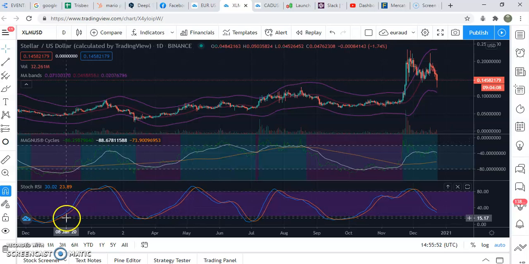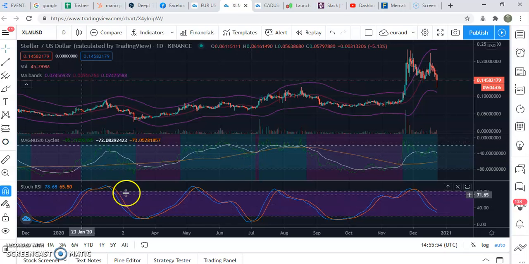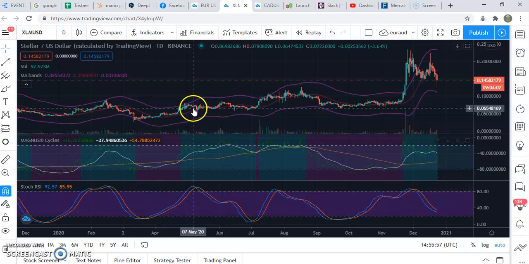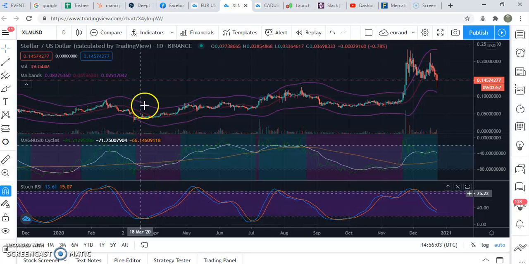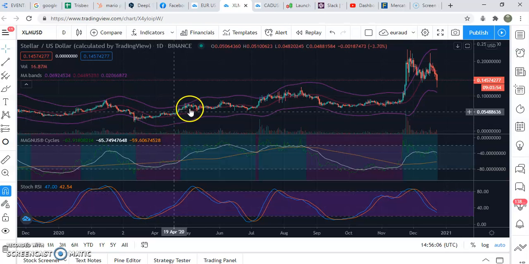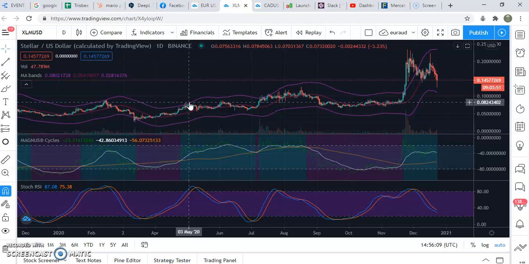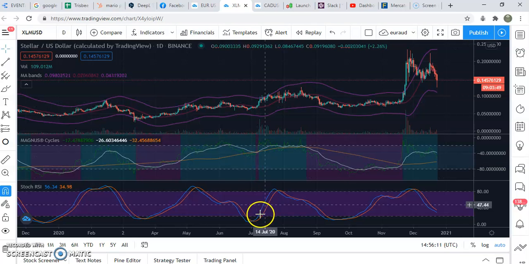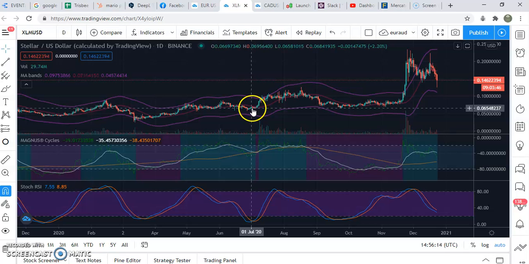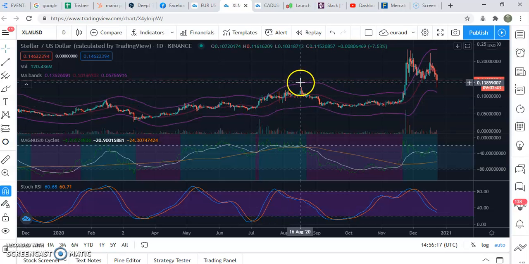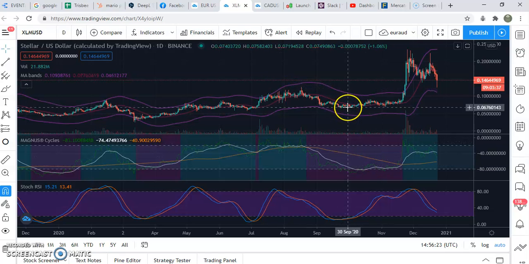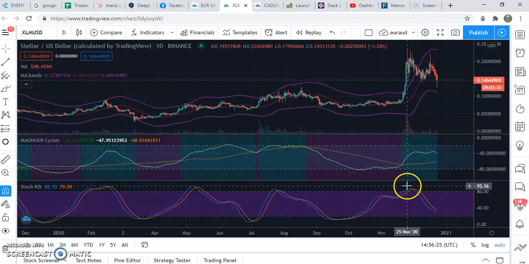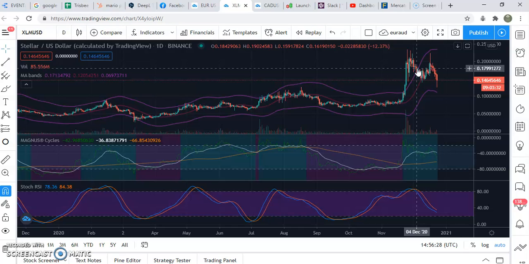Now if we analyze how the Magnus cycles and the stochastic RSI have worked in the past, we see that they were quite able to find a point of low. We found a point of low here at 0.03 and then a point of high at 0.08, which means 250%. Here again, a point of low at 0.0506, and a point of high here at 0.12, and another point of low here at 0.06 with the exit around 0.17, which means almost 400%.